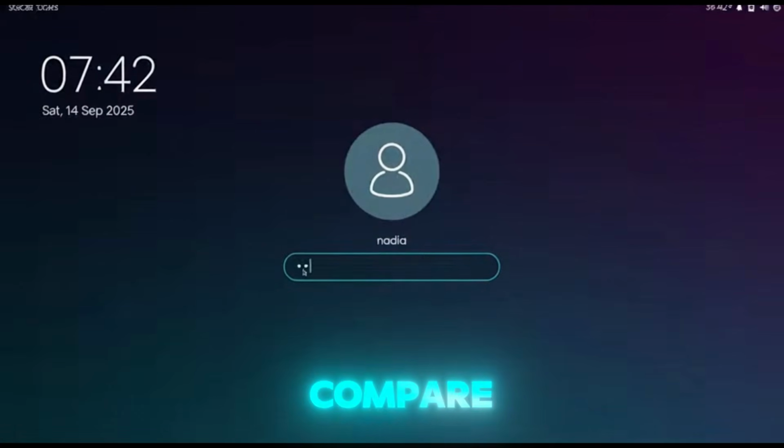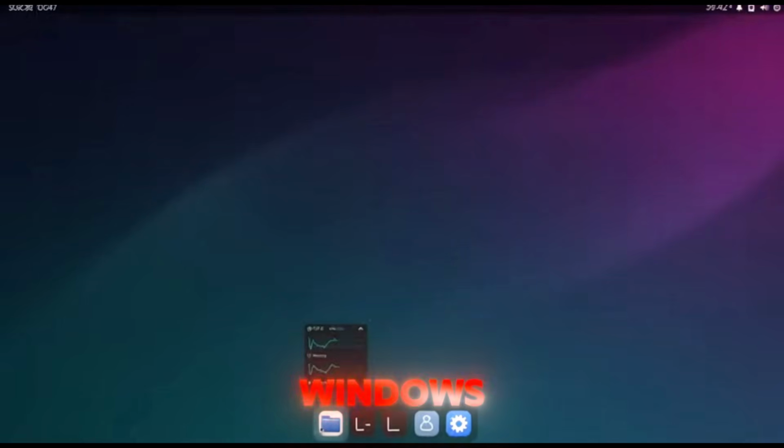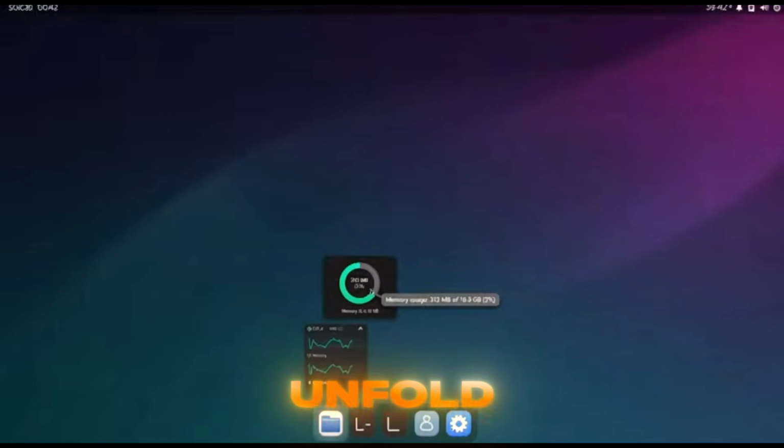What happens when you compare 4GB RAM running Linux versus 16GB RAM running Windows? Suddenly, things are not so straightforward anymore, and that's where the shocking truth begins to unfold.